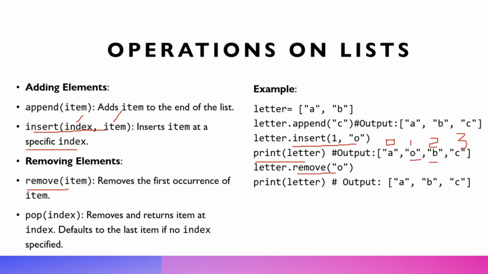Next, remove method. It removes the specific element which is given in the instance. Here we are providing O. After printing the result, it would be ABC only and O will be removed from the list. Next up, advanced operations on list.